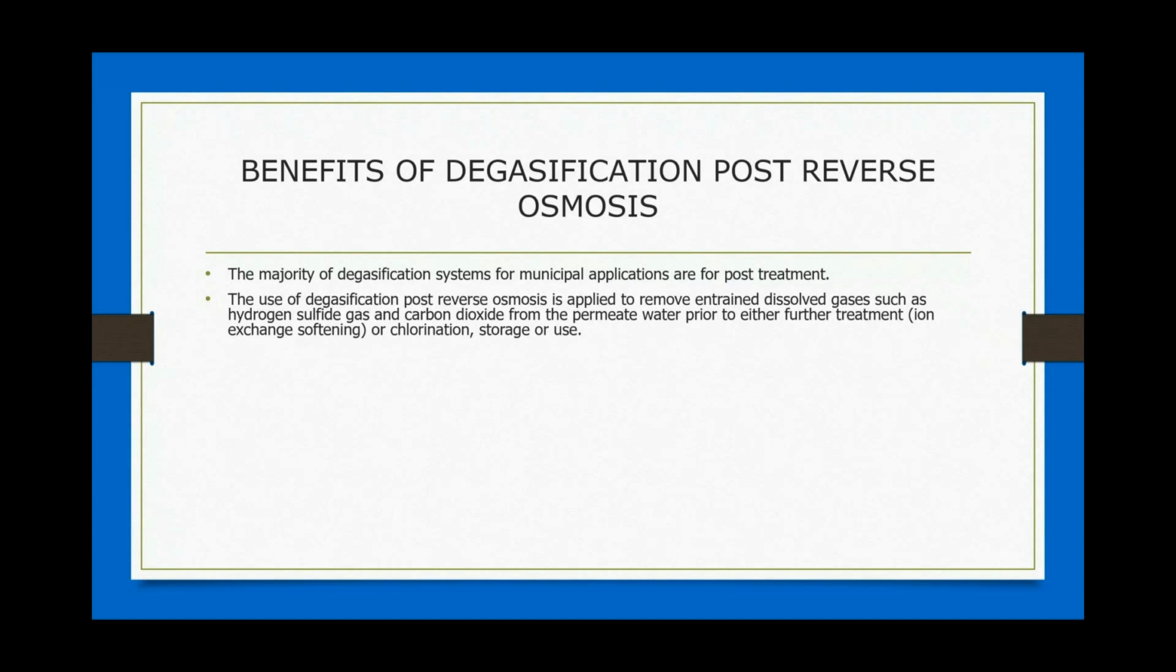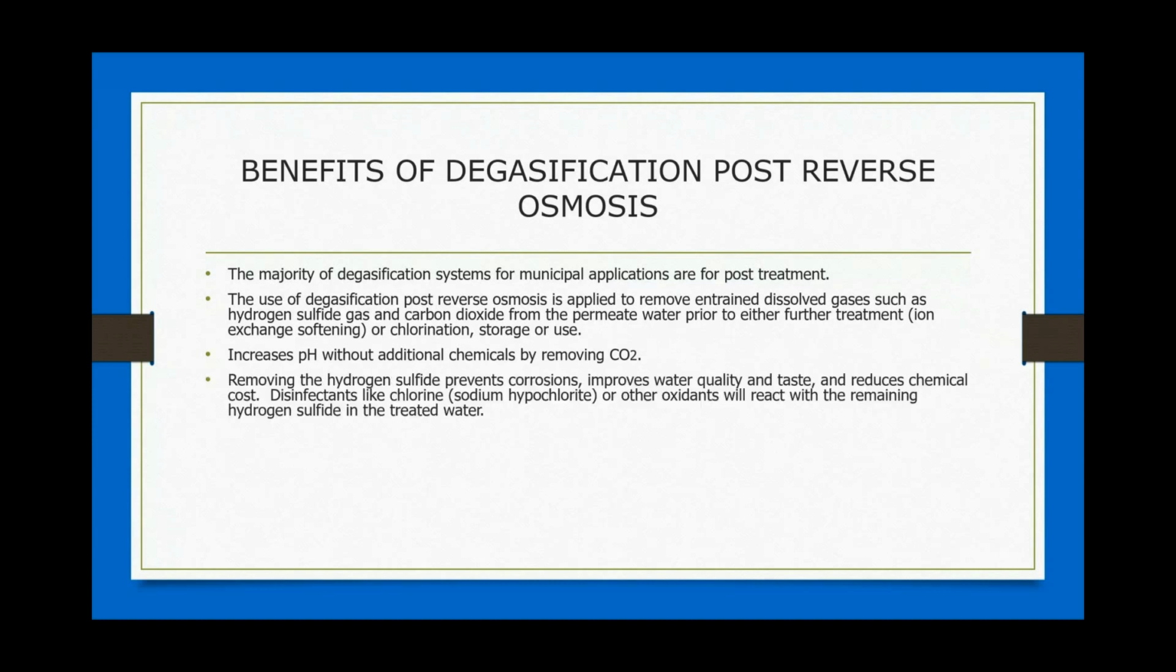Because the RO membrane, of course, removes the solids, but anything that's dissolved or in the dissolved phase, RO does not remove. So water prior to either further treatment, ion exchange softening, or chlorination, or for storage for use. It increases the pH without additional chemicals by removing CO2. So by liberating the CO2 out of the water, you can typically raise the pH between 1 and 1.5 levels after post-degasification. Removal of hydrogen sulfide prevents corrosion, improves the water quality and taste, of course, and reduces chemical costs.